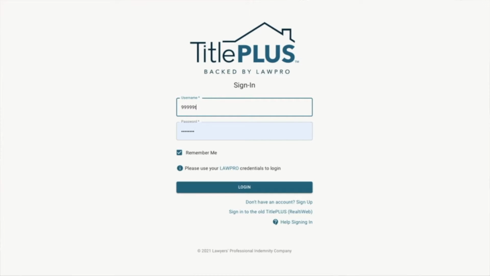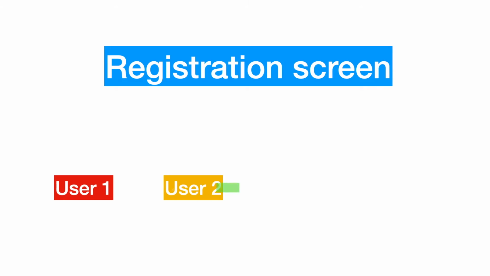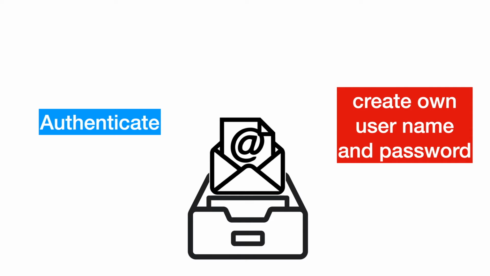Upon landing on mytitleplus.ca, Ontario lawyers will use their Law Society number and password as their corresponding username and password. Once they click Login, you'll be taken to a registration screen where you'll be able to enter the details of any users who are associated and able to complete policy orders on the lawyer's behalf. Those associated users will receive an email to authenticate themselves and create their own usernames and passwords.